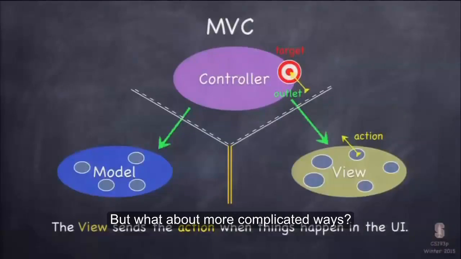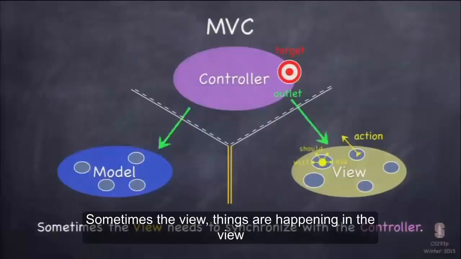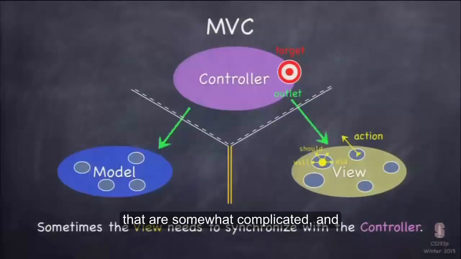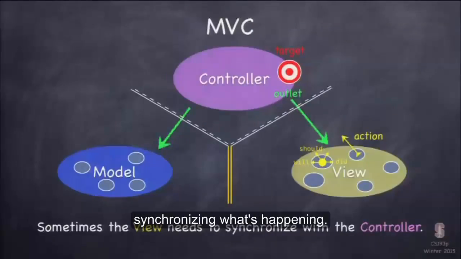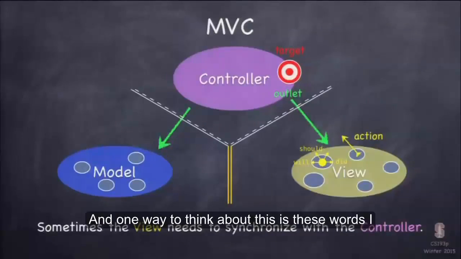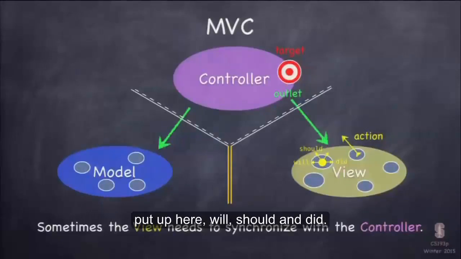Okay? But what about more complicated ways? Sometimes things are happening in the view that are somewhat complicated, and the controller needs to be informed of what's going on, synchronizing what's happening. One way to think about this is these words I put up here: will, should, and did.